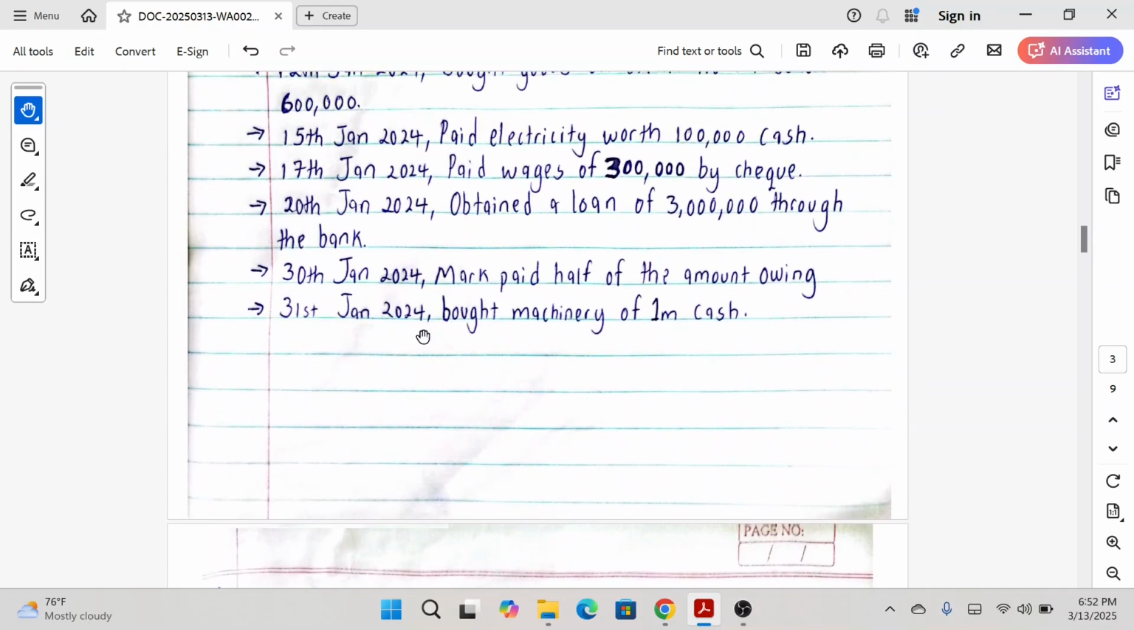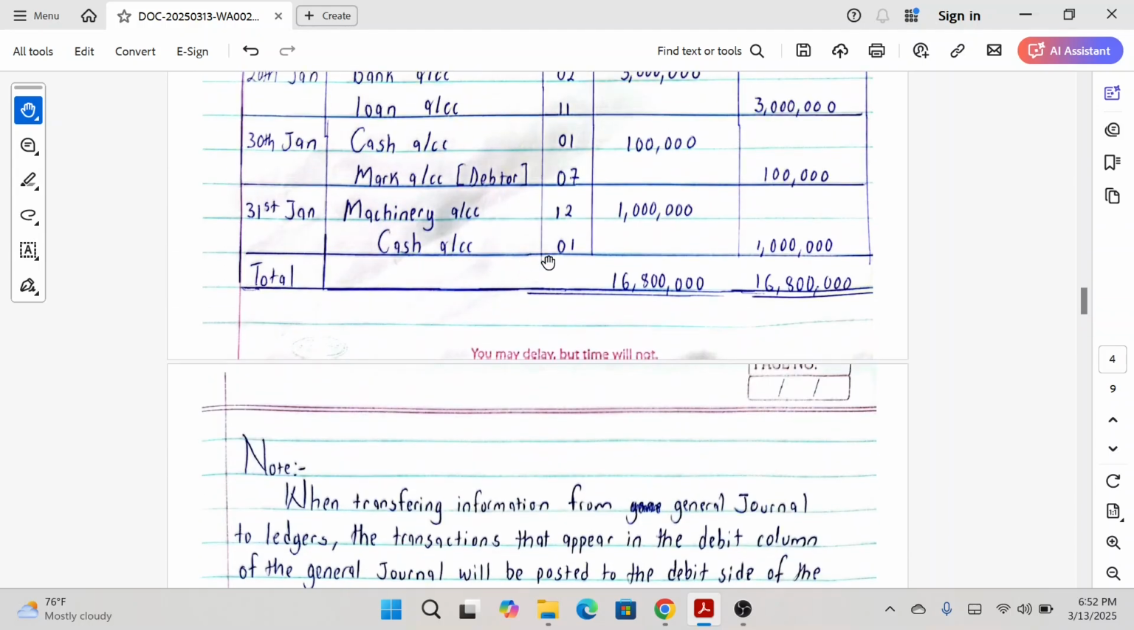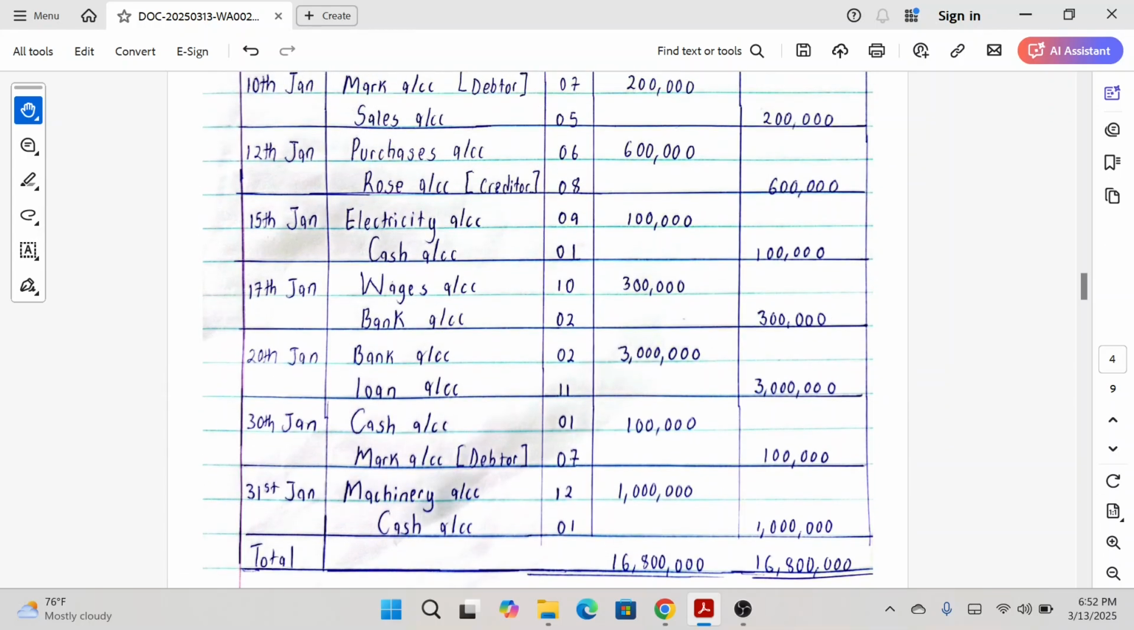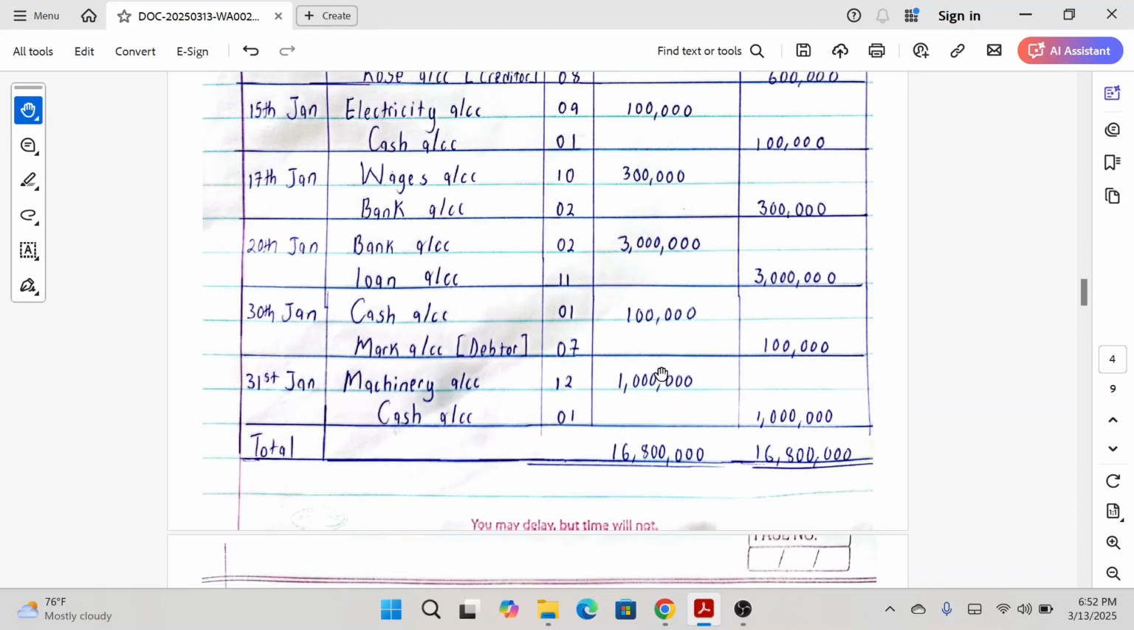31st Jan 2024, bought machinery of 1 million cash. So cash is going to reduce by 1 million since you're purchasing it. So this cash, which is an asset, is reducing by 1 million. So you credit, and then an asset which is coming in is going to be debited. This machinery is an asset, so you're going to debit. So assets increase by debiting. So this is what is happening.